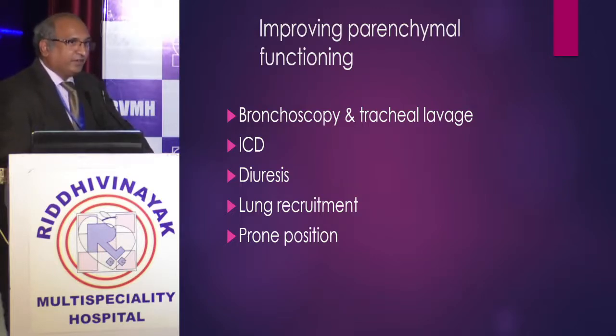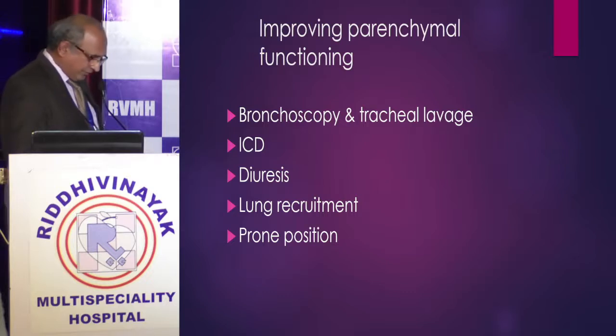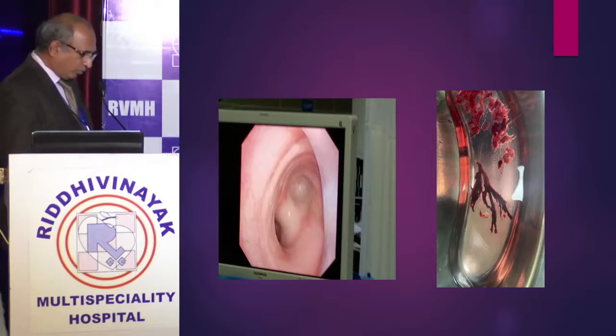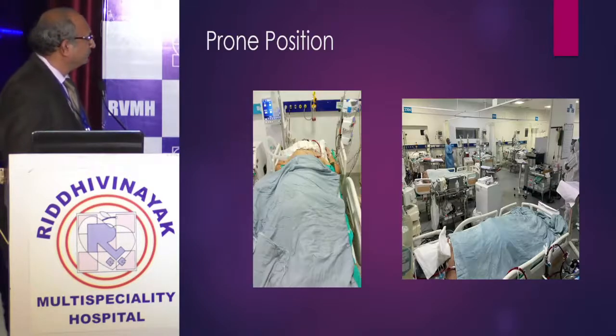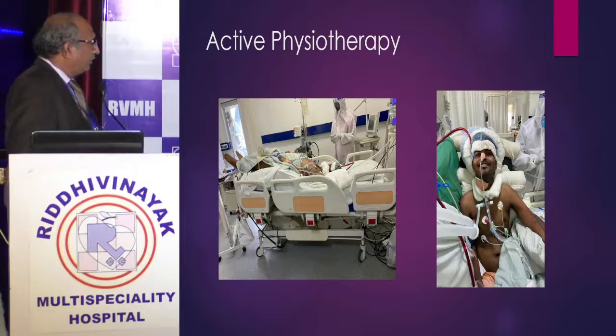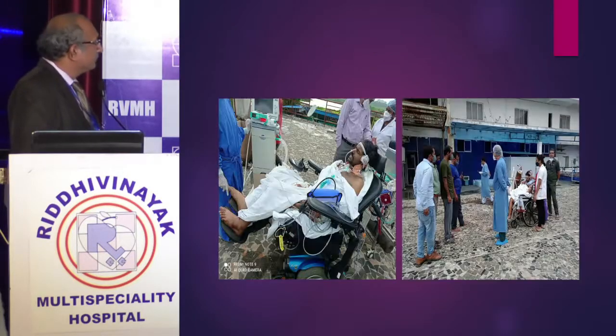If lung starts getting aerated, you can try to recruit the lungs in the prone position. If you see the bronchus blocked, you can do bronchoscopy and remove the clots like this. Give a prone position to the patient. As I told you, give rest to the lungs, but not make it lazy. Give physiotherapy, postural drainage, make them sit, mobilize the patient. All that is of equal importance.